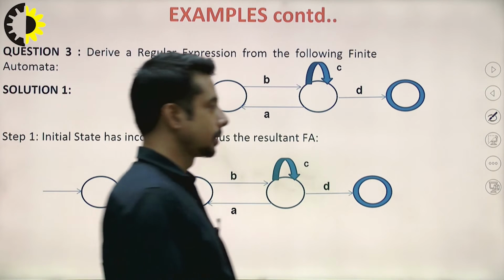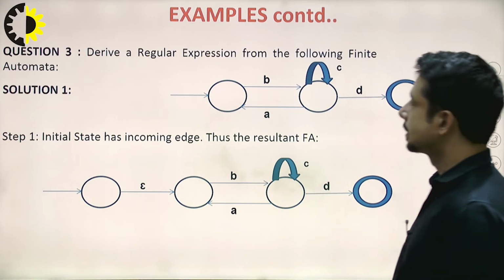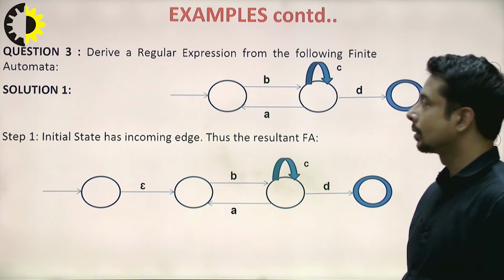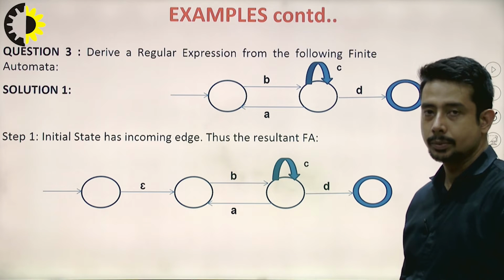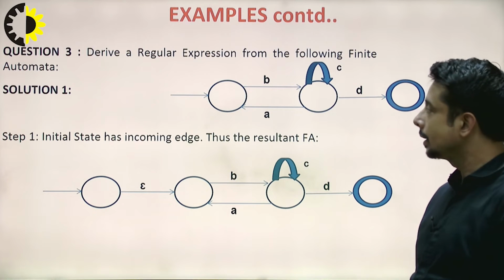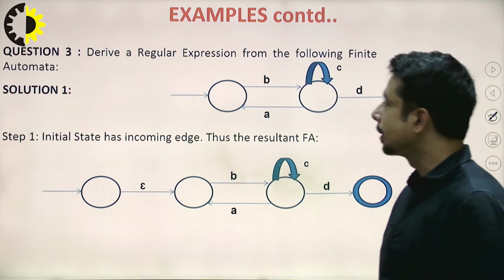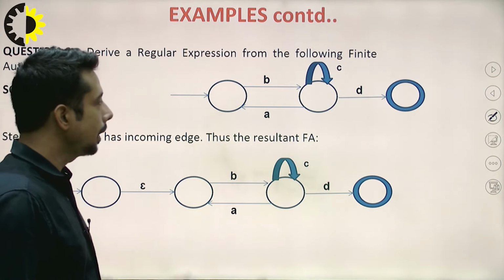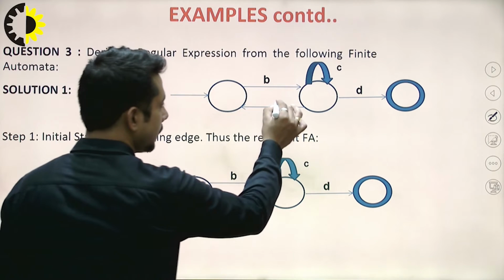Let us go into question number 3. Question number 3 says like this. This is the given diagram. Now, we need to convert this particular diagram into a regular expression. Let us check whether any incoming edge is coming to the initial state. Is there any incoming edge? Yes, there is an incoming edge.